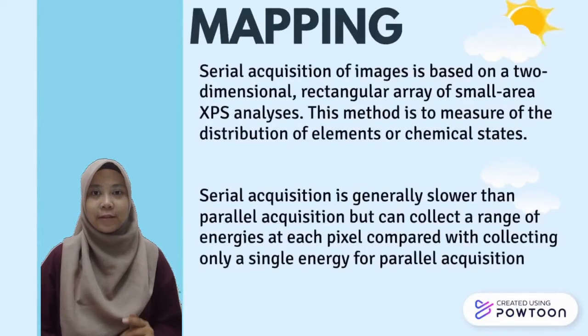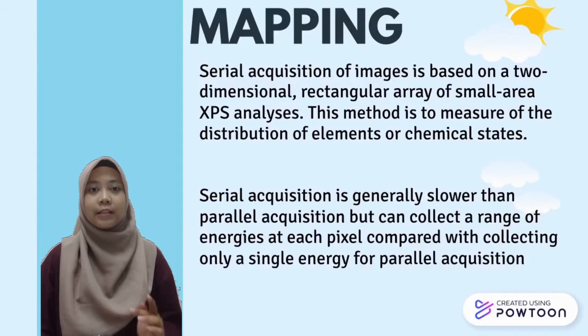Mapping is serial acquisition of an image, based on a two-dimensional rectangular array of small area XPS analysis. This method measures the distribution of element or chemical state. Serial acquisition is generally slower than parallel acquisition but can collect a range of energy at each pixel, compared with collecting only a single energy in parallel acquisition.